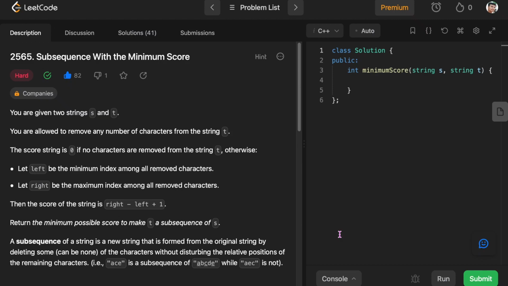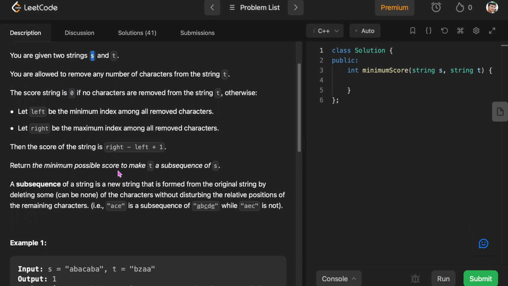Today we'll be solving the problem Subsequence with Minimum Score, which appeared as the fourth problem in today's weekly contest. So let's understand the problem. We have two strings s and t, and we have to remove some characters from t so that the string t becomes a subsequence of string s. And there is some cost associated with removing characters from t, and that cost is right minus left plus 1.